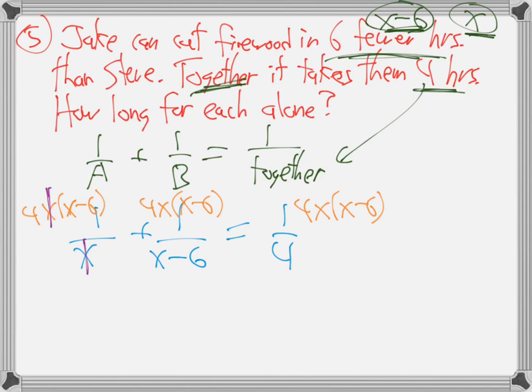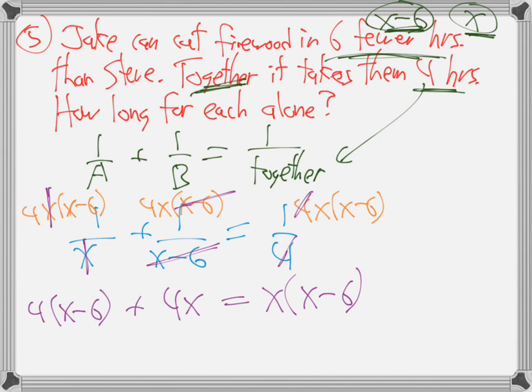So X cancels X, and X minus 6 cancels X minus 6, and 4 cancels 4. We good to there? That makes sense? So you cross cancel, bring down what's left over. Good? So far, so good? And then go ahead and multiply out.